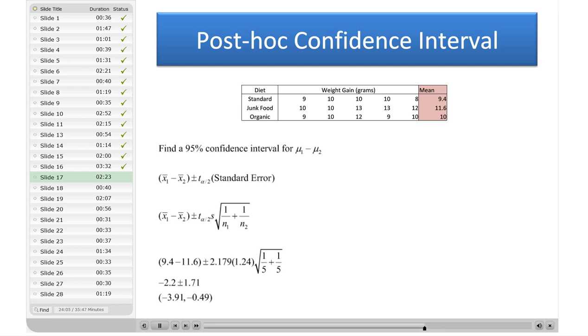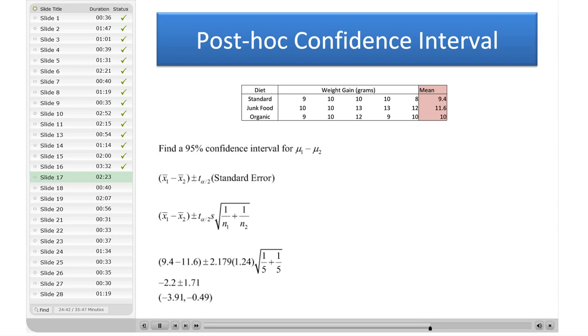So we can just plug in all the numbers that we know into the problem. The only numbers we don't have directly from the table are the t value, which we've already seen on the previous slide was 2.179. We would just get that from a table or using a statistical software package. And the s value, which we also calculated 2 slides ago, and we got 1.24. So our confidence interval ends up being negative 2.2 plus or minus 1.71, which is a confidence interval that ranges from negative 3.91 to negative 0.49.